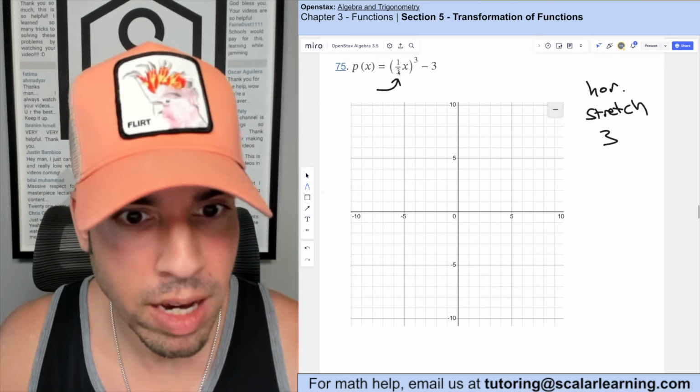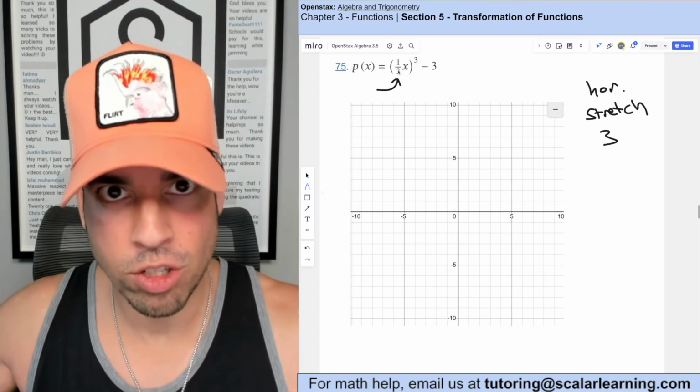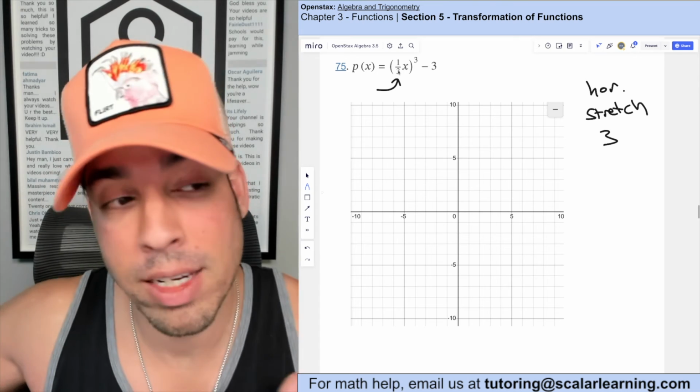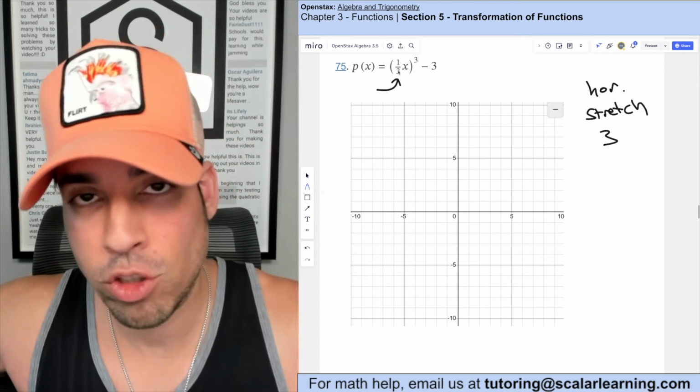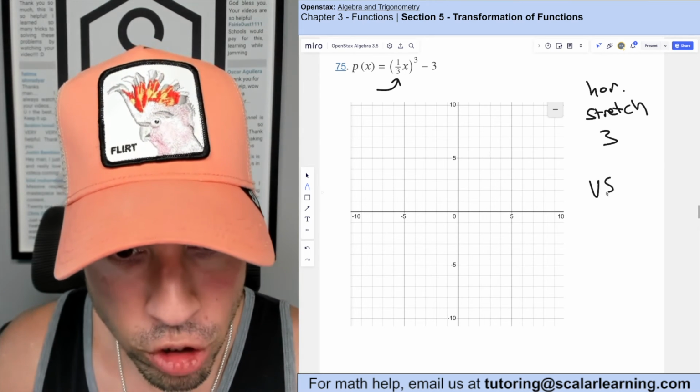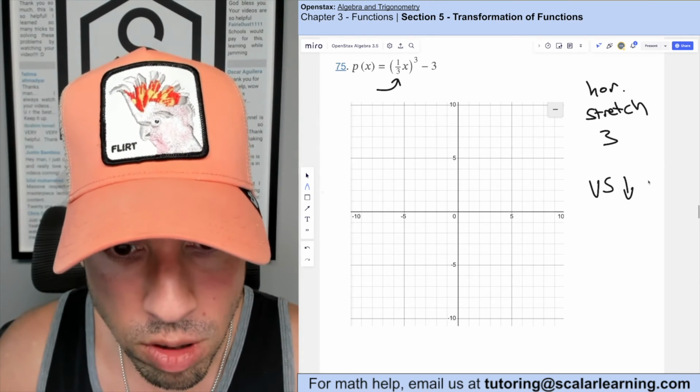It's a reciprocal of that. And again, 1/3, between 0 and 1 in absolute value, is going to be a stretch. And if it was greater than 1, like 2, 3, or 4, that'd be a horizontal compression. And then we have that -3, which is a vertical shift down by 3.